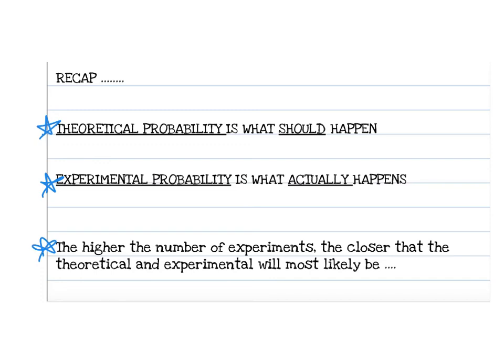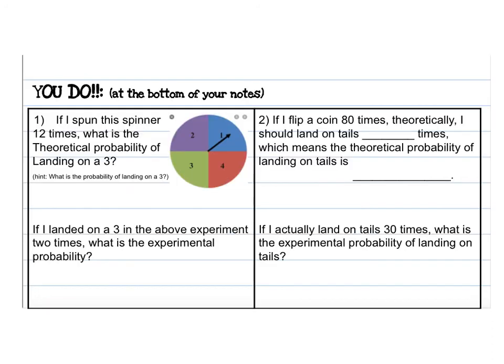So what that's saying, if I flip a coin 5 times, my experimental probability might not be as close to my theoretical. If I flipped a coin 500 times, it will eventually start getting closer and closer to the theoretical probability, the more times you do it.